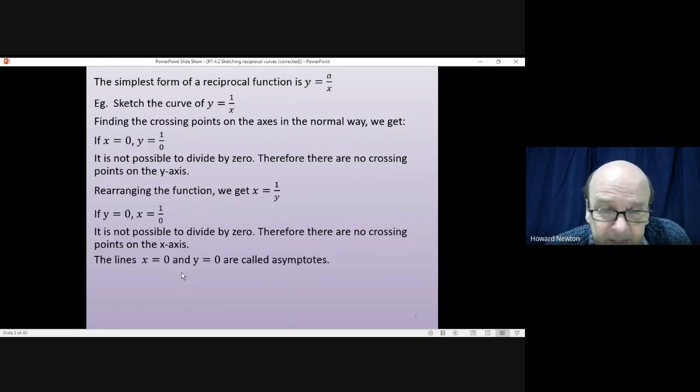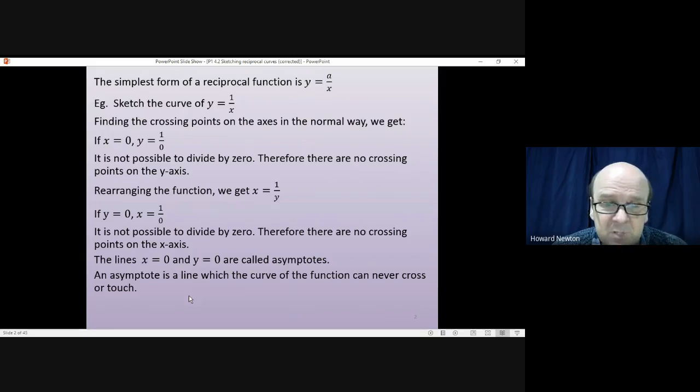The lines x equals 0 and y equals 0 are important though. So x equals 0 is the y-axis, y equals 0 is the x-axis. They're called asymptotes because the curve can get closer and closer and closer to them, but it never actually touches them, never reaches them. An asymptote is a line which the curve of the function can never cross or touch.